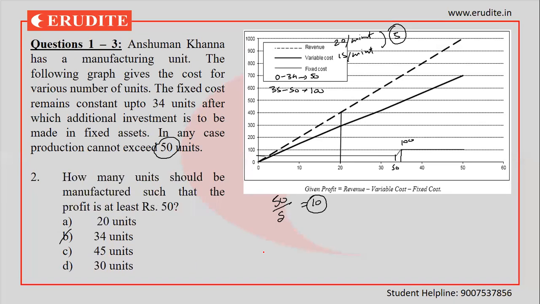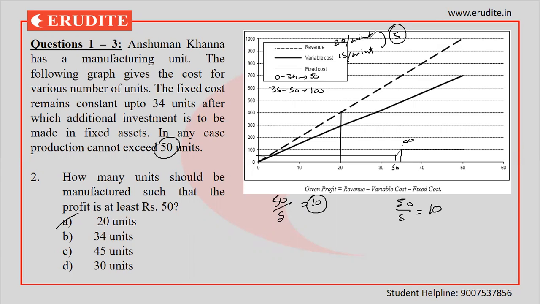Next one. Now we want to make 50 rupees profit. Again, already 10 units to ensure no loss. Another 50 rupees profit at the rate of 5 needs another 10 units. So we need a total of 20 units. At 20 units production, there will be 50 rupees profit. You can always cross verify.